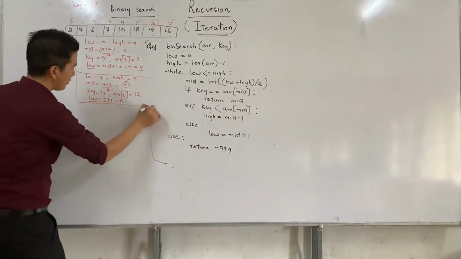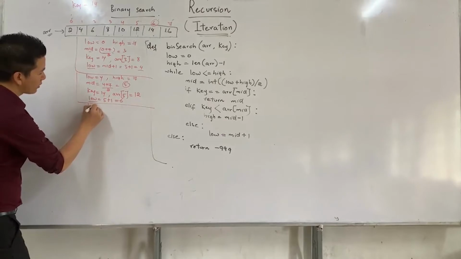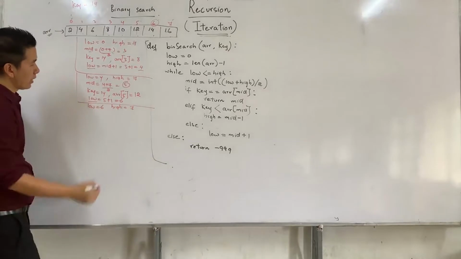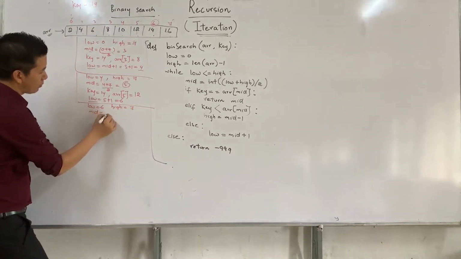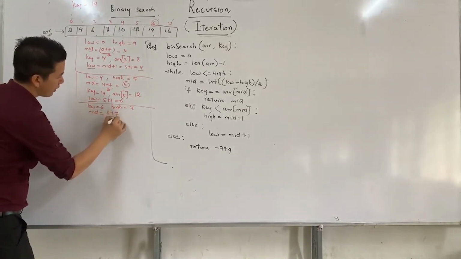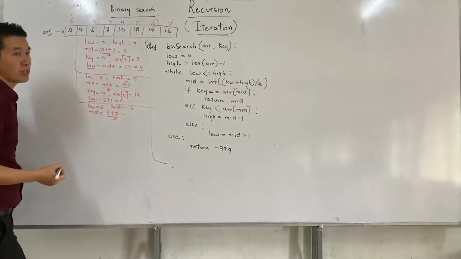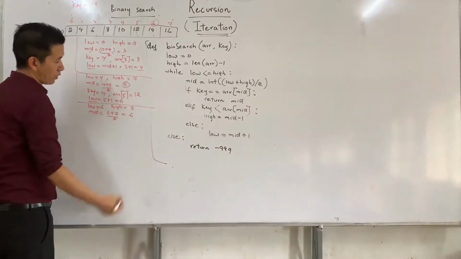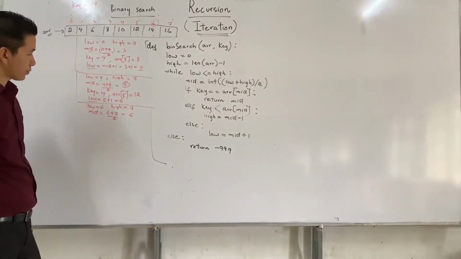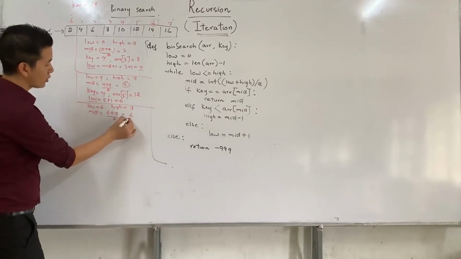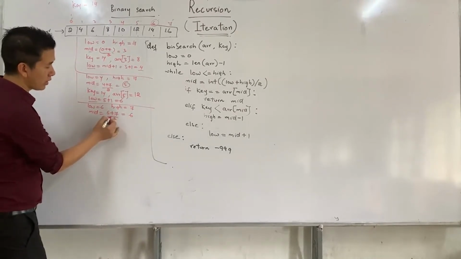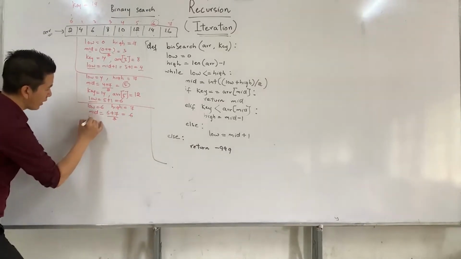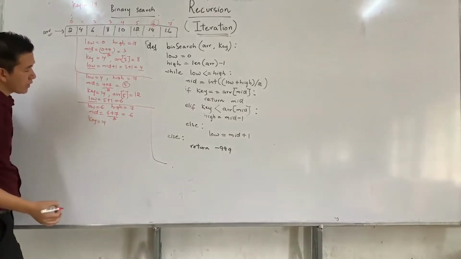So let's continue further. The new value of low is now 6, high will still be 7. The new value of mid will be 6 plus 7 divided by 2. 6 plus 7 is 13. 13 divided by 2 is 6.5, but we just need the integer value, which is 6. So you have the mid value as 6. And the key value will still be 14.